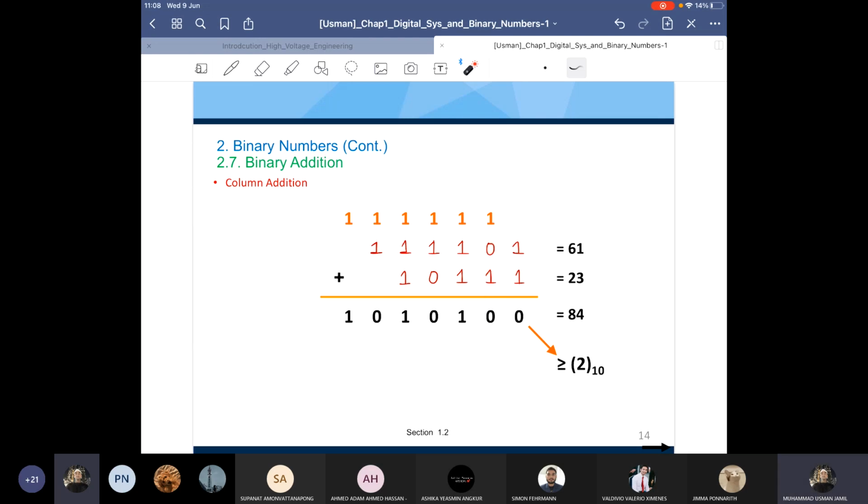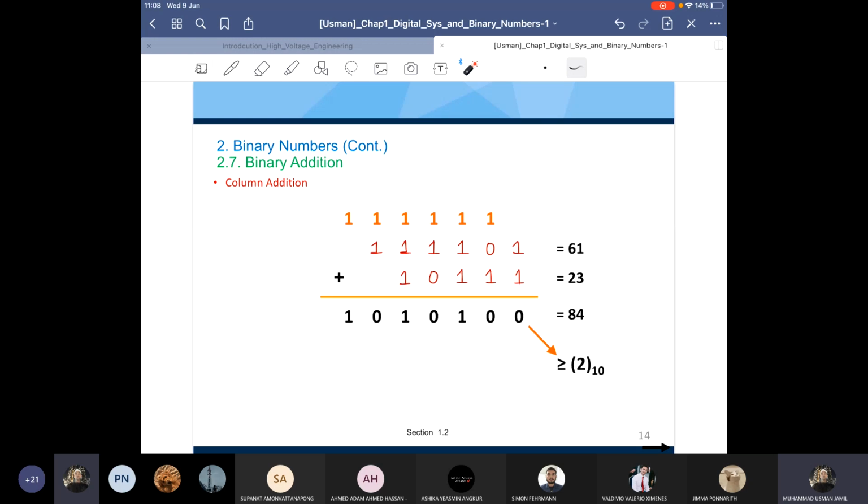Then again we add this one. 1 plus 1 is 2, so 2 minus 2 is equal to 0. So 0 comes here, and then again 1 carry here. Now when we add 1 plus 1 plus 1, it is 3 minus base 2, which is 1. So 1 comes here, and this 1 is again carry. Now again 1 plus 1 is 2, so 2 minus 2 is 0, and then again 1 carry, so 1 comes here. This way we can do our binary addition.